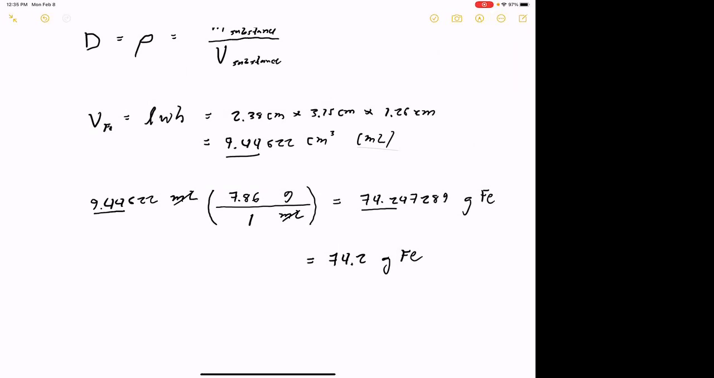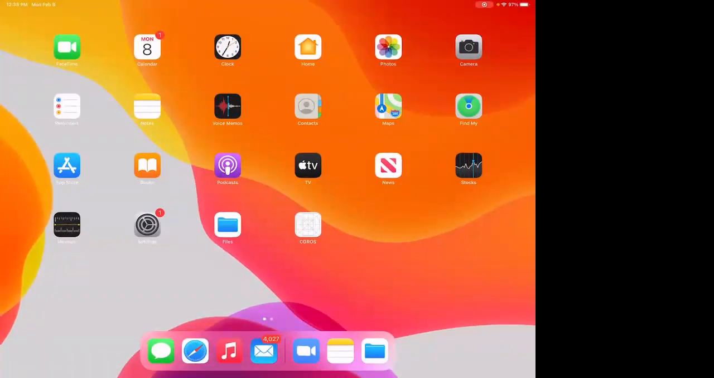So I'm going to keep screen sharing here, but I'm just going to go over to my Chem 101 page, which I have. I just have to go find it. There it is.